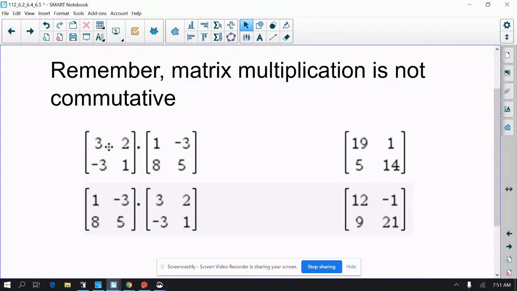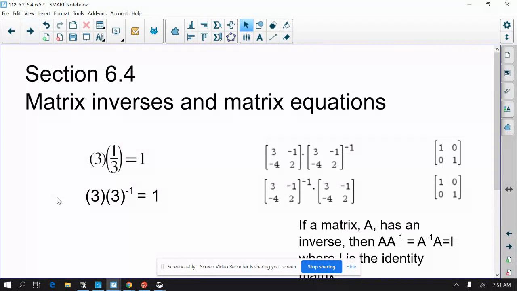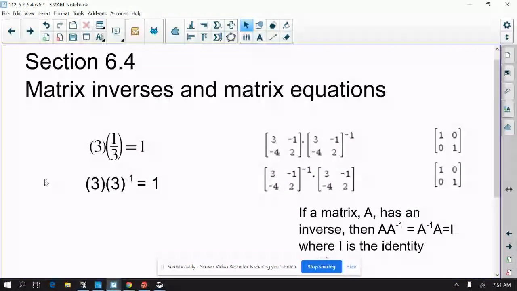Because in matrix multiplication, you take the rows of the left matrix times the columns in the right matrix, and those numbers are often not the same. So you get different answers. So order is important when you multiply matrices. This section is about inverses in equations.